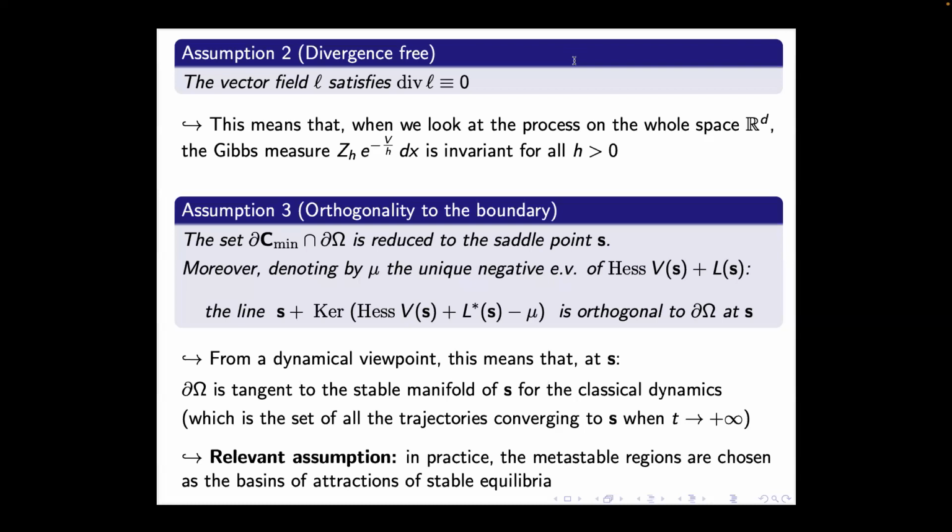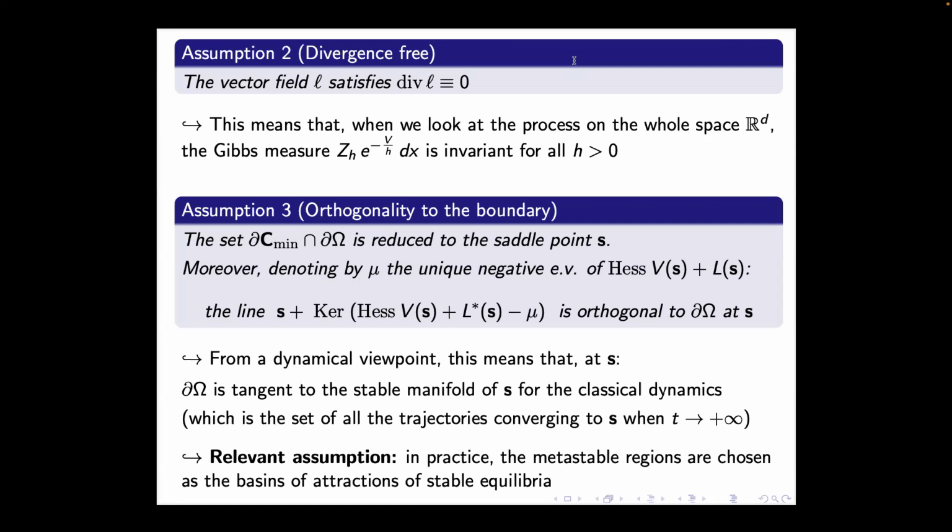Let me assume here for simplicity that the boundary of C min intersects the boundary of omega only at the saddle point S in this picture. But the saddle point S is an interesting saddle point on the boundary because the point comes from L0 to M1. And I assume also that, denoting by mu the negative eigenvalue of Hess V of S plus L of S, the line S plus its kernel is orthogonal to partial omega.